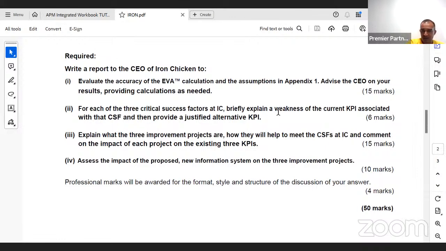For each of the three CSFs, briefly explain the weakness of the current KPI, and then provide a justification. It's a very easy question. Yeah, the first one I already read. Then explain what the three improvement projects are. That was a little tricky one, but a good one. And assess the impact of the proposed new information system on the three improvement projects. So that again is another very good question.